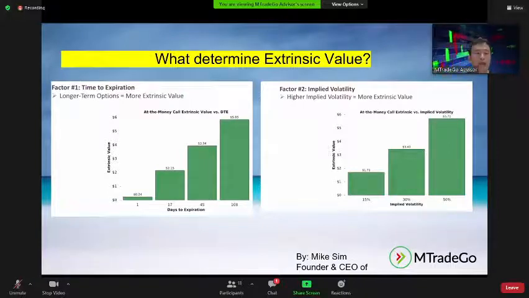So why is it actually very high? It's very simple, because there's still a lot of uncertainty, because time is one of the uncertainty elements. So as long as the longer the option expires, the extrinsic value is generally very, very high. Another one here is the implied volatility, to determine the extrinsic value.